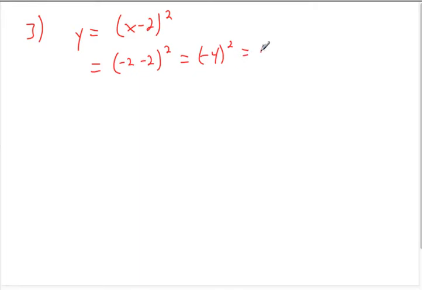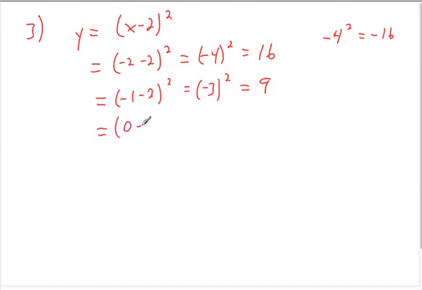Alright, number 3, we have y equals (x minus 2) squared. In this case, we have (-2 minus 2) squared. So that's going to be (-4) squared, which is 16. Not to be confused with -4 squared, which would be -16. Notice the difference here. When we plug in -1, we get -3. Square that, you get 9.